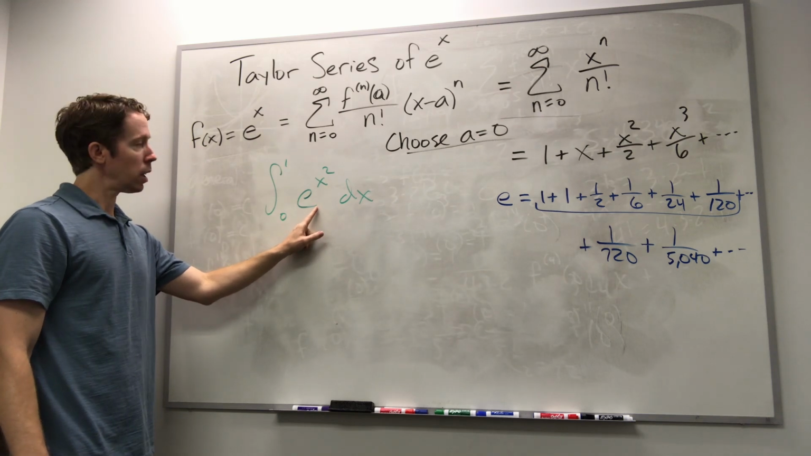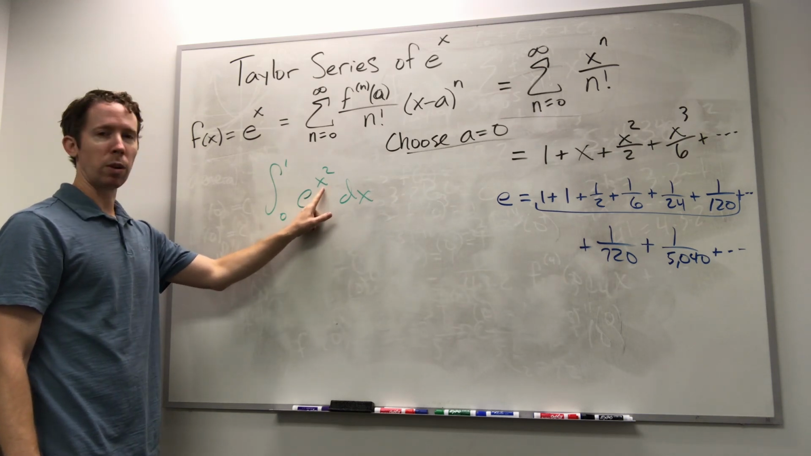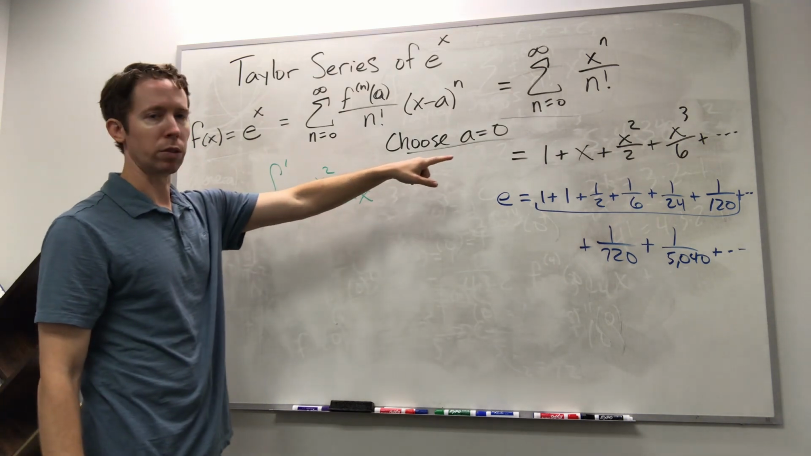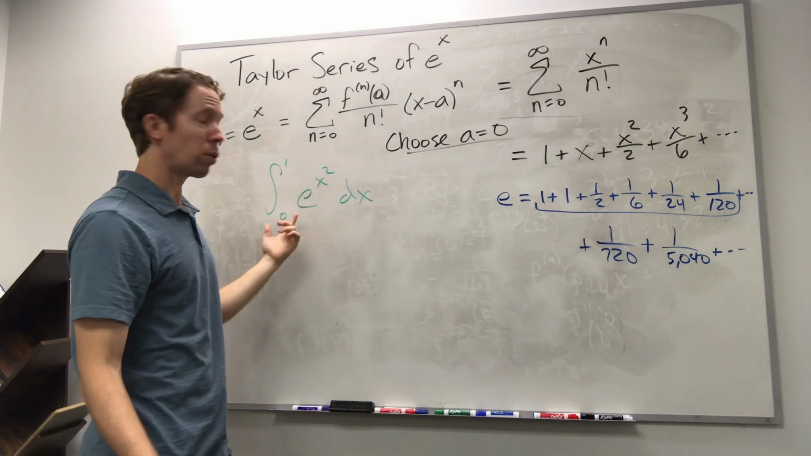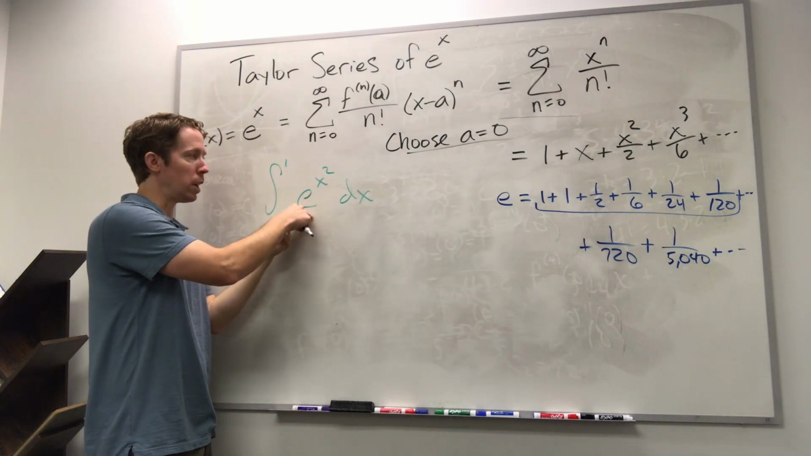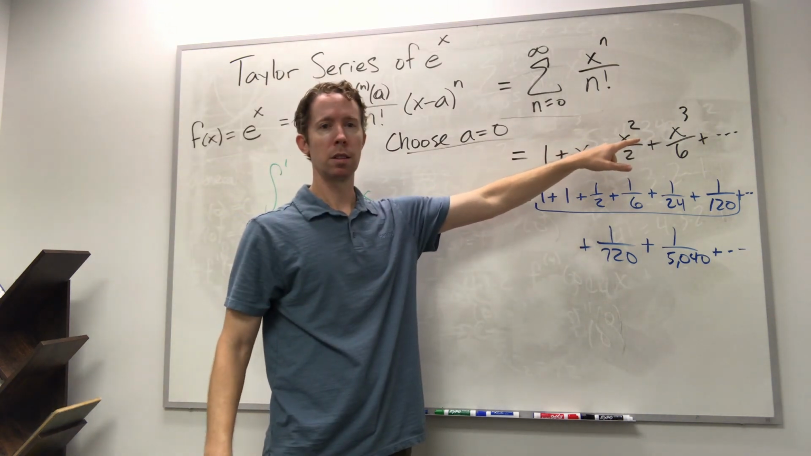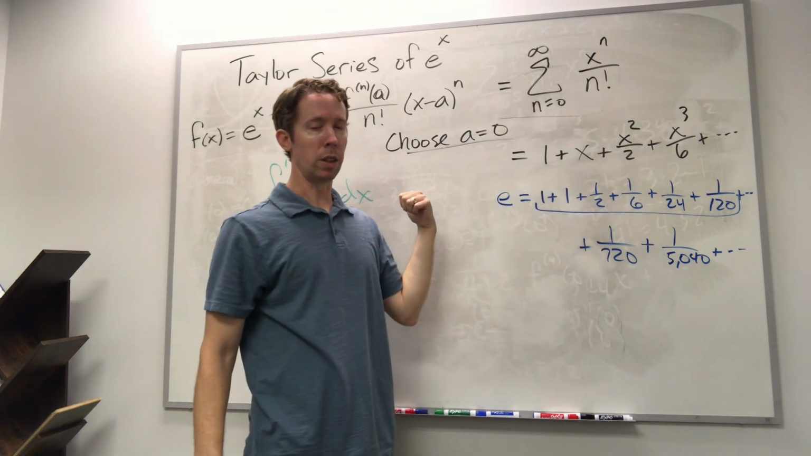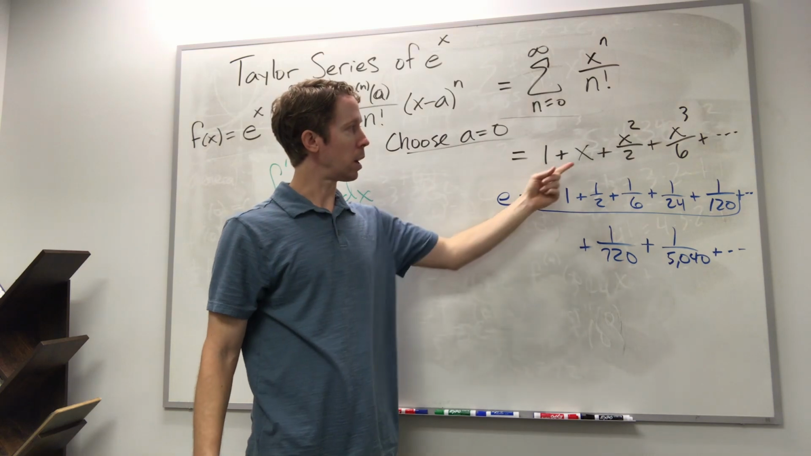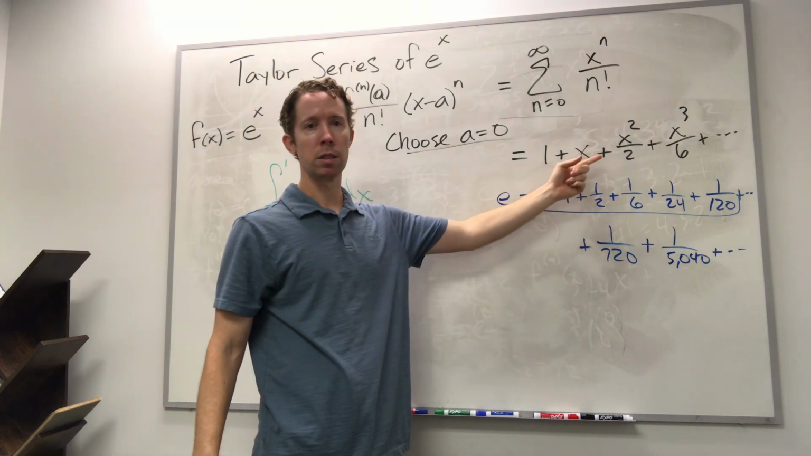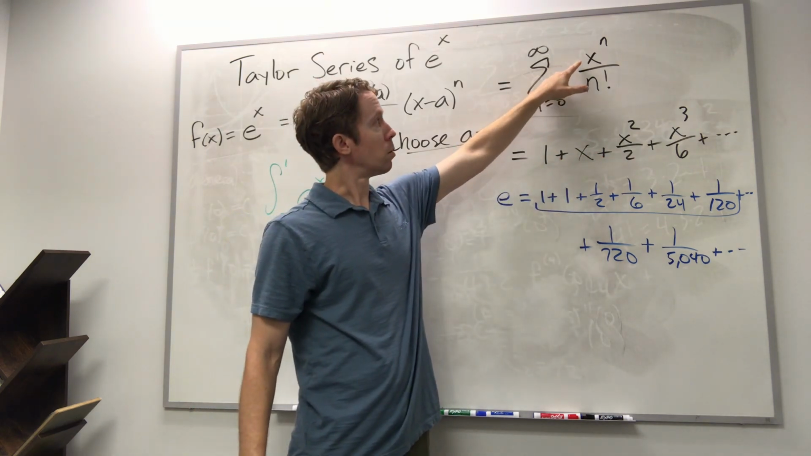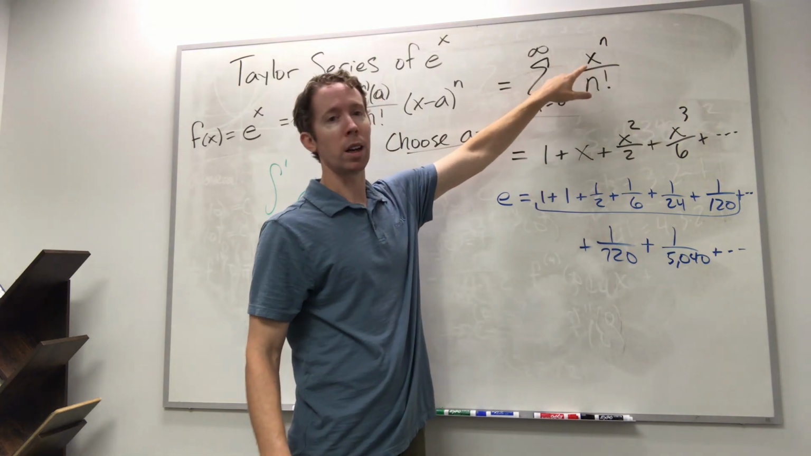It turns out getting a series for e to the x squared is pretty simple once I have a series for e to the x. Because, for example, if I want the series for e to the 5, then I just plug in 5 for all of these x's. So if I want the series for e to the x squared, I just plug in x squared for all of these x's. So instead of an x here, I'll have x squared to the n.